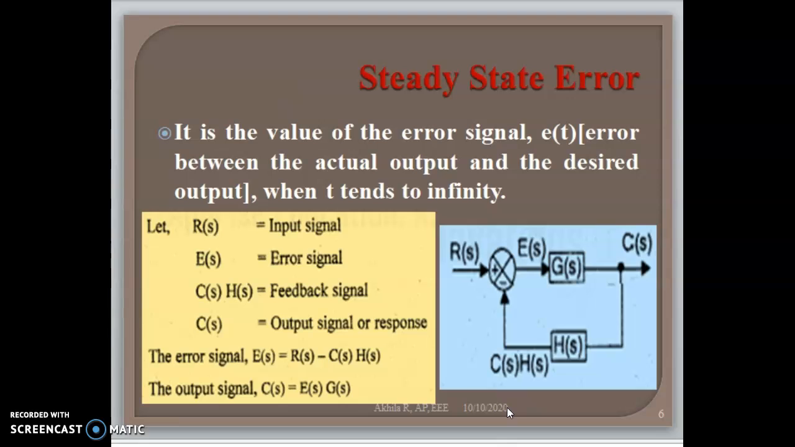Once you sense your output C(s) through the feedback path gain, the signal that reaches your summing junction is C(s) into H(s), and it is shown as a negative feedback. E(s) is known as the error signal that is being generated. So your E(s) is basically R(s) minus C(s) into H(s). This E(s) is in the Laplace domain. When I take the inverse Laplace transform, I get my error signal e(t), and steady state error is the value of error signal e(t) when t tends to infinity.